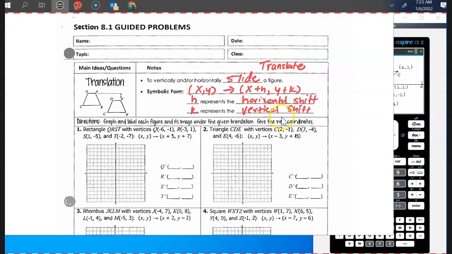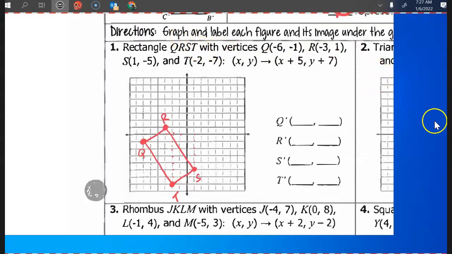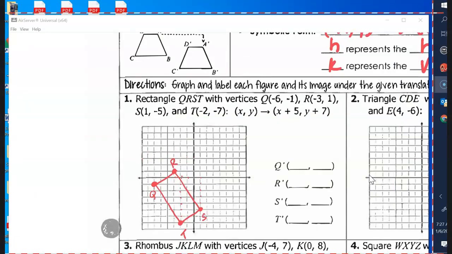Let's go ahead and use our coordinate plane here. So Q, we're going to move 5 spaces to the right, and I'm going to use a different color. 1, 2, 3, 4, 5, and then I'm going to go up 7. 1, 2, 3, 4, 5, 6, 7. So this will be Q prime. So this is negative 1, 6.